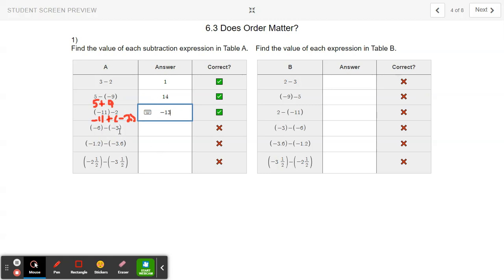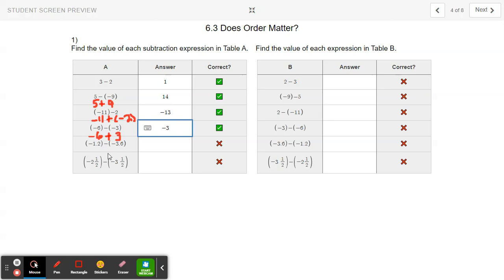Okay. Solving here, same process. Negative 6 minus negative 3 is the same as negative 6 plus the opposite of negative 3, which is positive 3. Since I have a positive and a negative, I know that these are going to end up canceling each other out. So 3 positives cancels 3 negatives, and that leaves me with 3 negatives, negative 3.